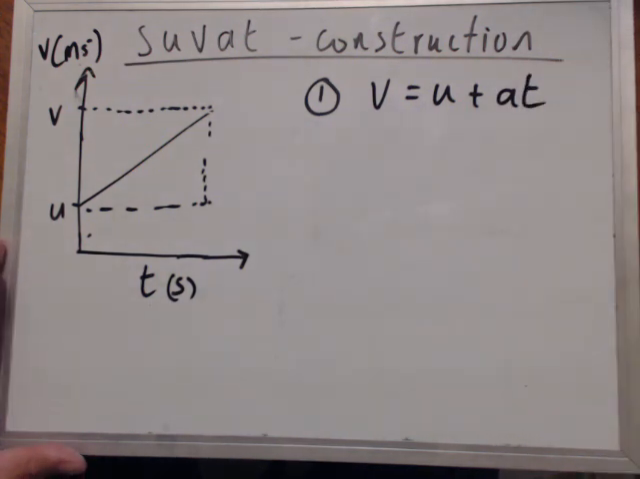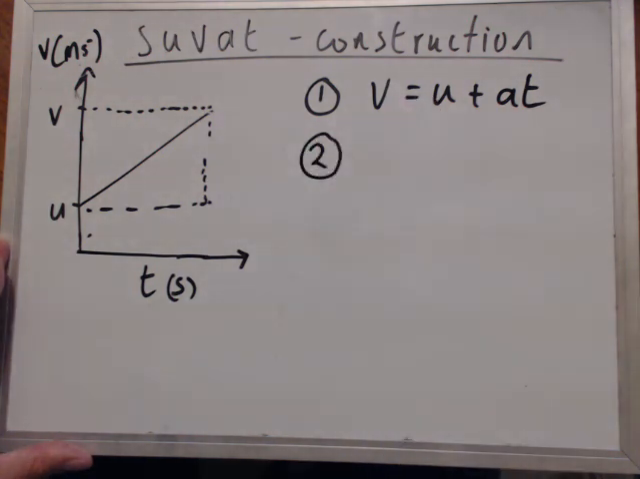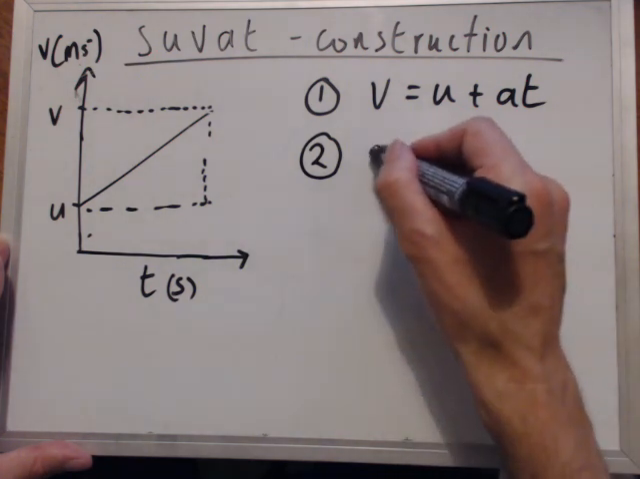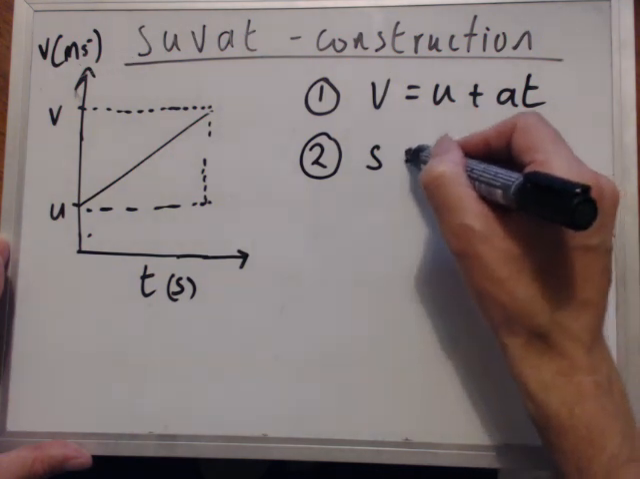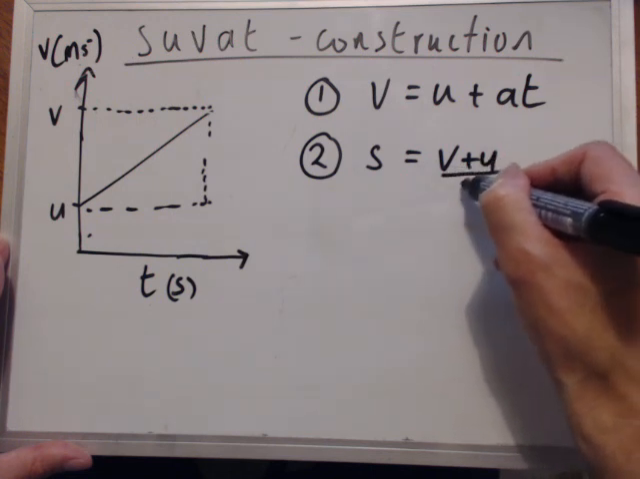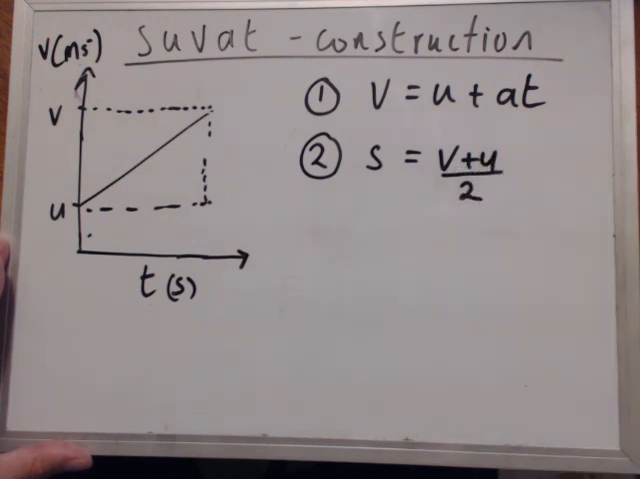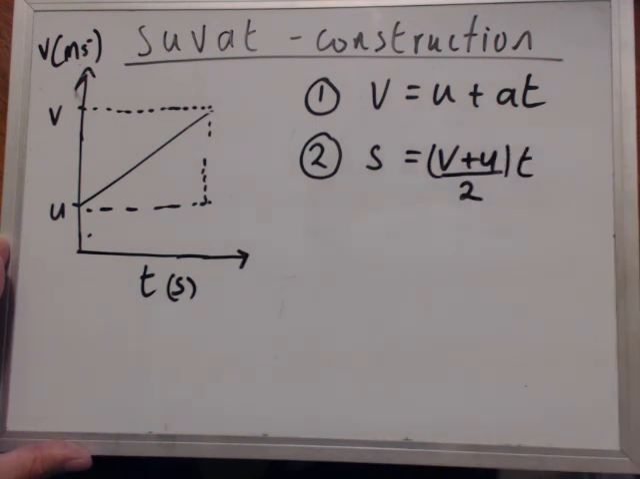Now the second equation, number 2, is simply stating that the displacement is equal to the average velocity, which is v plus u over 2, multiplied by time. That's the way you find an average. It's just the sum divided by the number of items. So the distance or displacement equals the average velocity, all multiplied by the time. From the equation, speed equals distance over time, distance equals velocity times time.